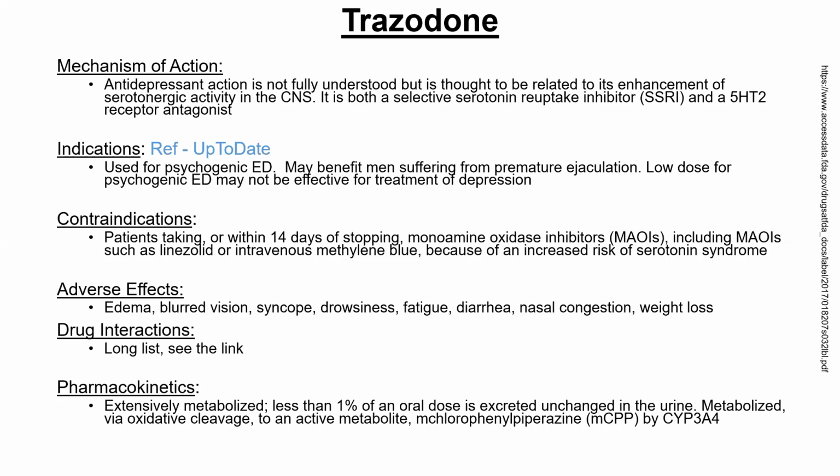And one other thing you'll notice here, a patient taking or within 14 days of stopping a monoamine oxidase inhibitor should not start this drug. Why is that number, 14 days, listed here? Does anyone have any idea on that? Why specifically 14 days? Why not 7 days or 10 days or 15 days, a month? Anyone?